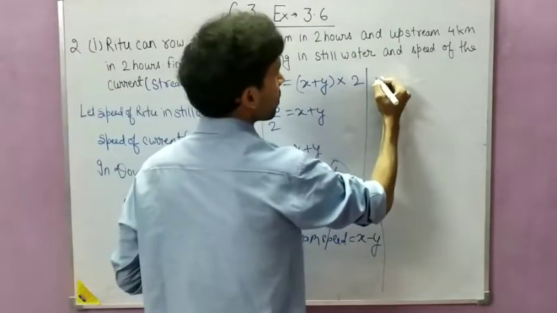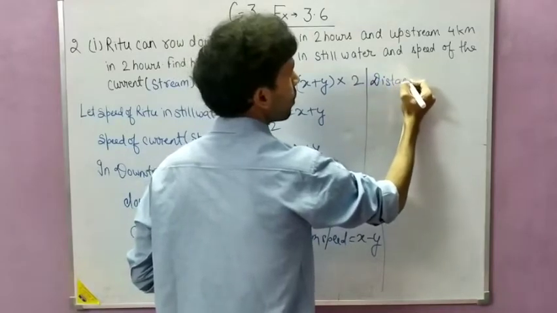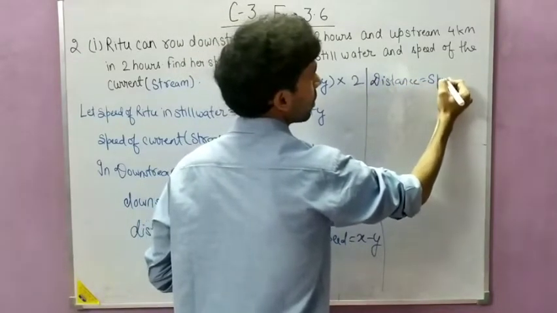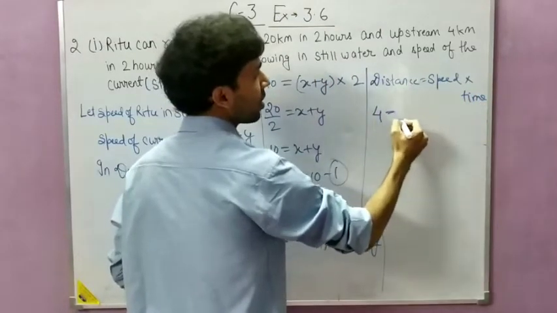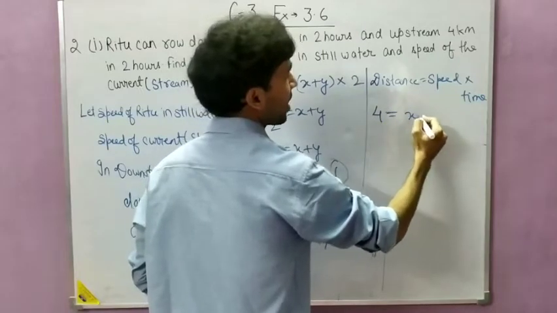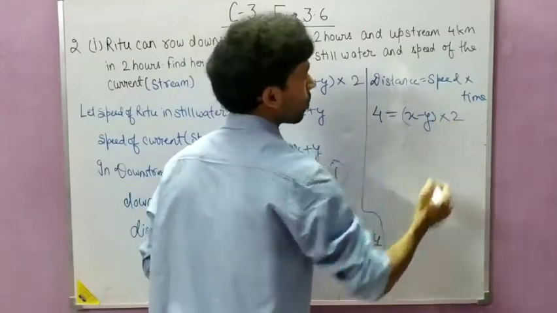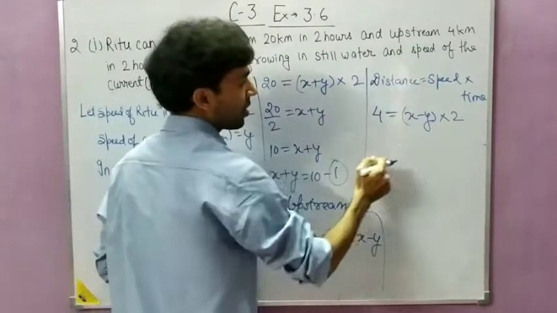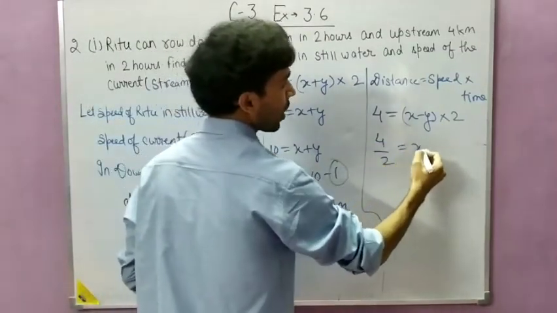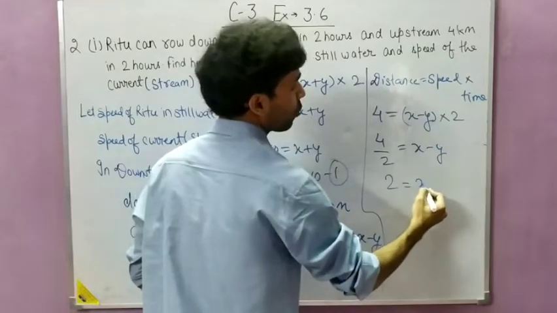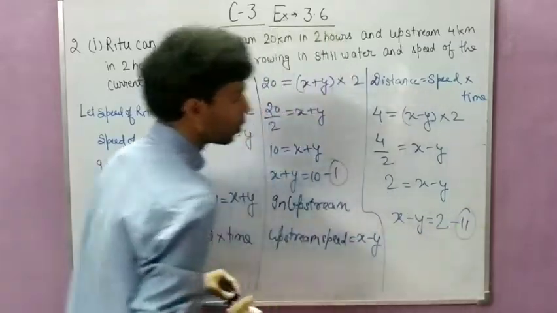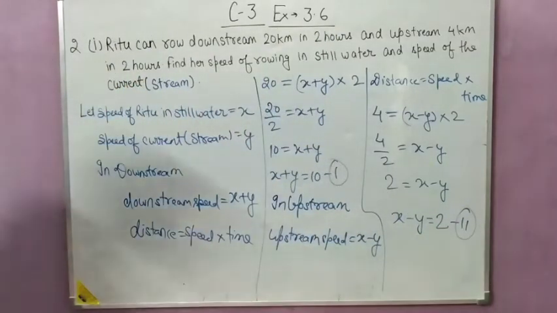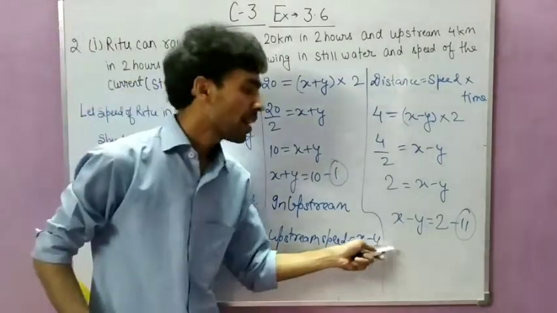So again we will use distance is equal to speed into time. Distance is 4 kilometers, speed is x minus y, and time is 2. When you divide by 2 on this side, 4 by 2 is equal to x minus y, so 2 equal to x minus y, so x minus y equal to 2. This is our equation number 2. So we got two equations. First equation is x plus y equal to 10, and the second equation is x minus y equal to 2.